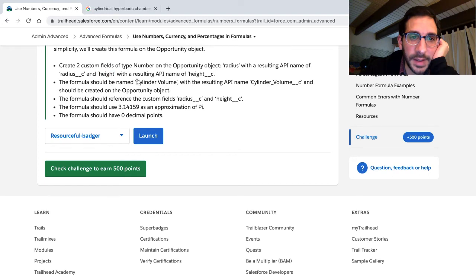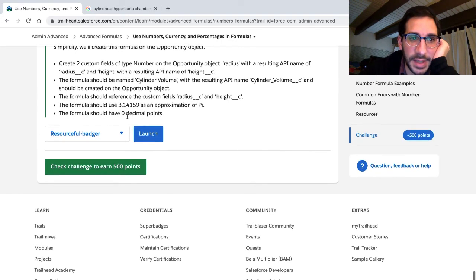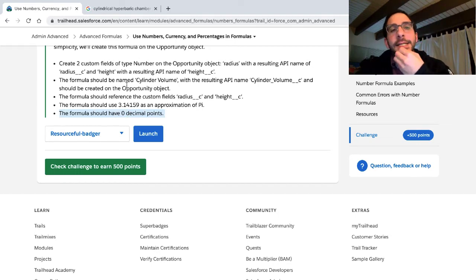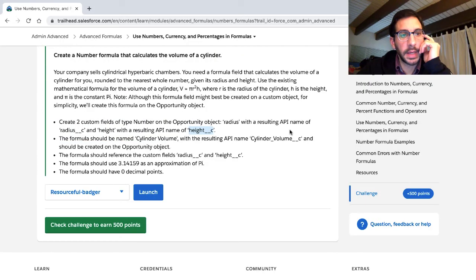Then we're going to create a formula called cylinder volume, and the resulting API name should be cylinder volume, created on the opportunity object. The formula should reference the custom fields radius c and height c. It should use 3.1459 as an approximation of pi, and have 0 decimal points. I actually feel confident, which is making me nervous. We'll see how it goes. Okay, I think I might have done this.